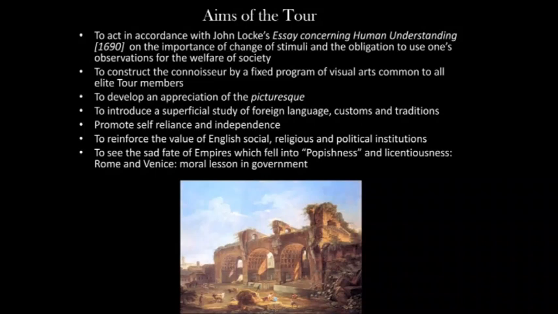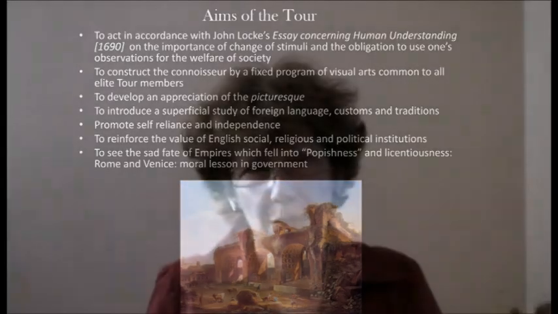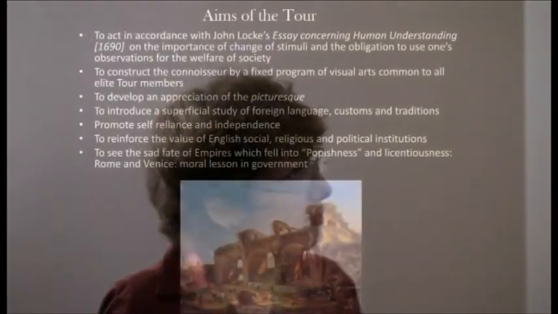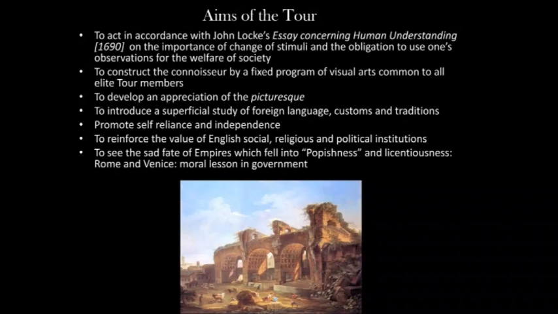So the other main thing was to see the sad fate of empires that fell into popishness. Now remember that these young boys are practically all Protestants, right? And saw popishness as a problem. And there were even English Catholics who had problems with Italian Catholicism. That's why the term popishness even relates to those who were Catholics in England. And of course, the last sentence is Rome and Venice, moral lessons in government. Right, Venice, of course, as we saw the other week, had been a great maritime empire, and so the British identified with that.